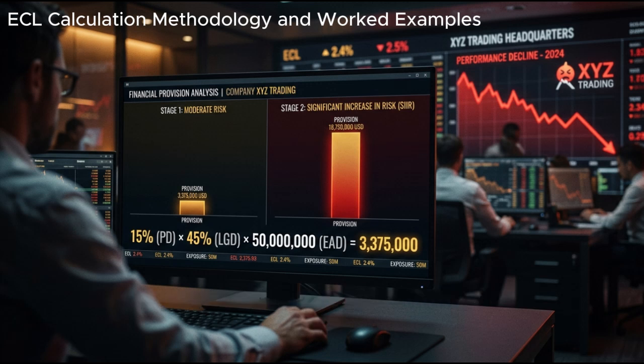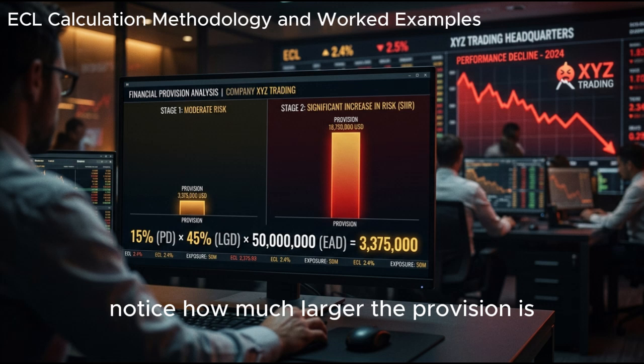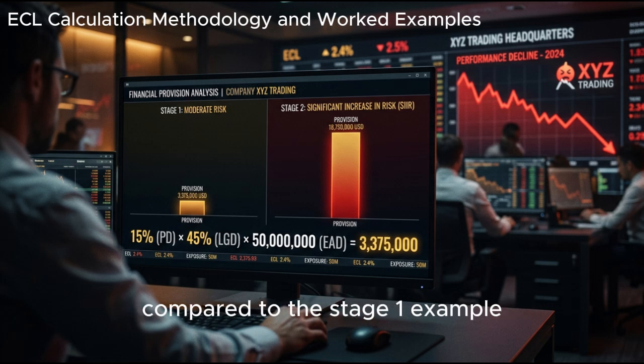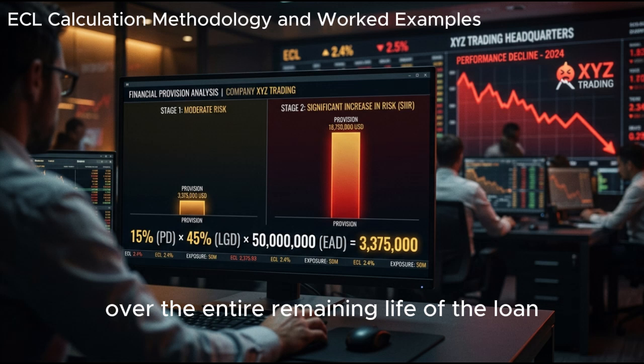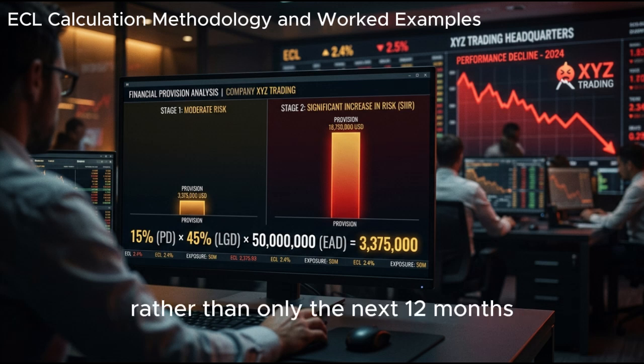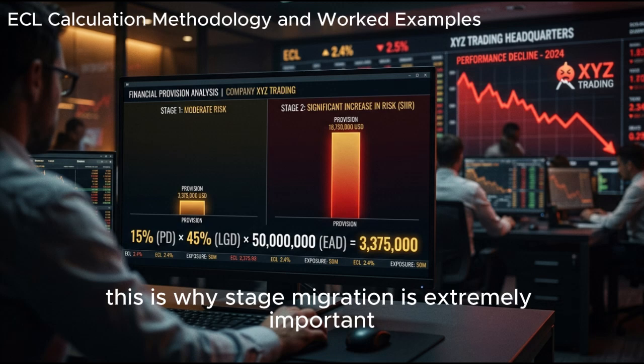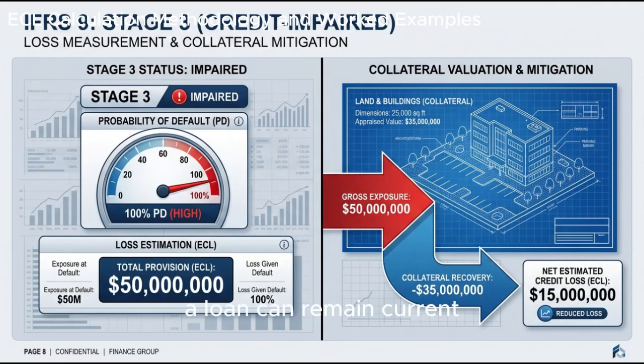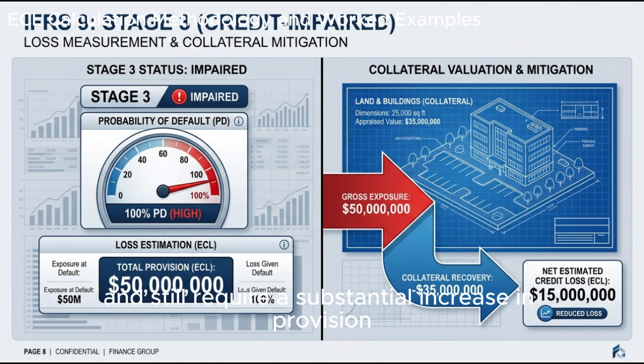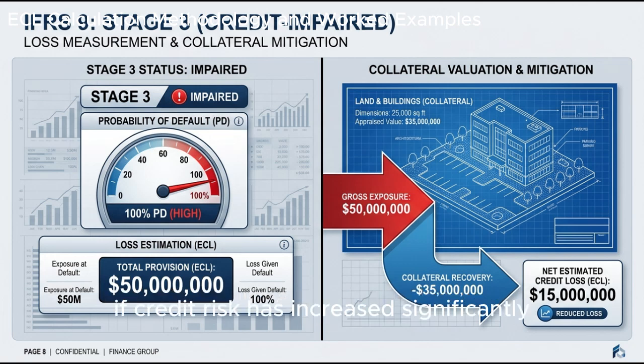3,375,000 taka. Notice how much larger the provision is compared to the Stage 1 example. This increase occurs because IFRS 9 requires banks to recognize losses over the entire remaining life of the loan rather than only the next 12 months. This is why stage migration is extremely important. A loan can remain current and still require a substantial increase in provision if credit risk has increased significantly.